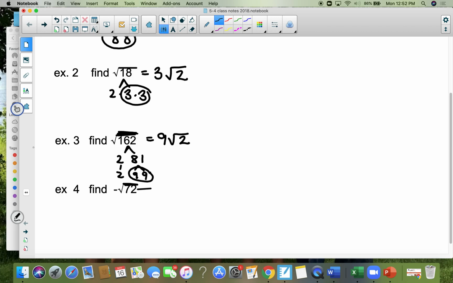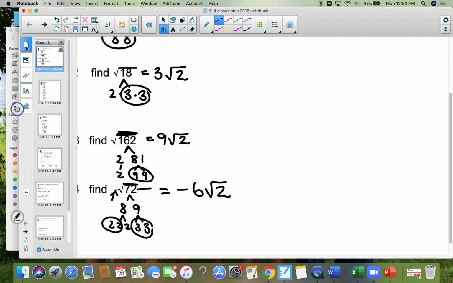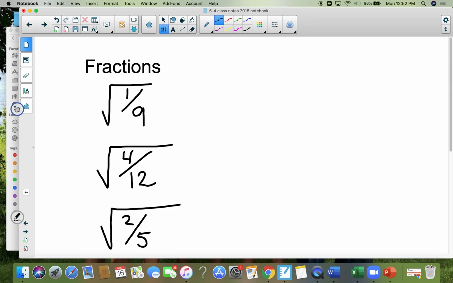The square root of 72 is made up of 8 and 9, and 8 is made up of 2 times 2 times 2, and 9 is made up of 3 times 3. But don't forget the negative sign, and I can circle a 2 and a 3, so the 6 can come out, and then the 2 stays inside. Again, this is all review. We just did this. How do you do fractions?